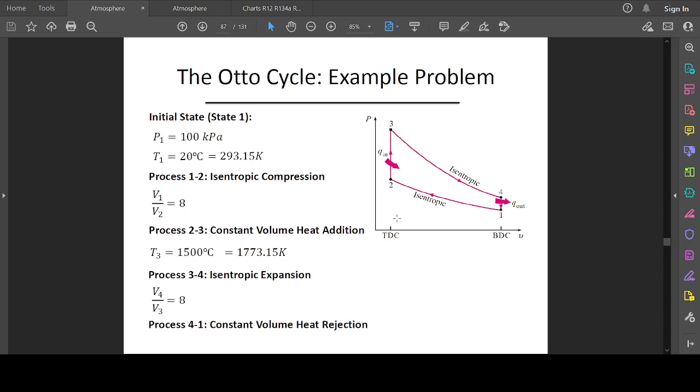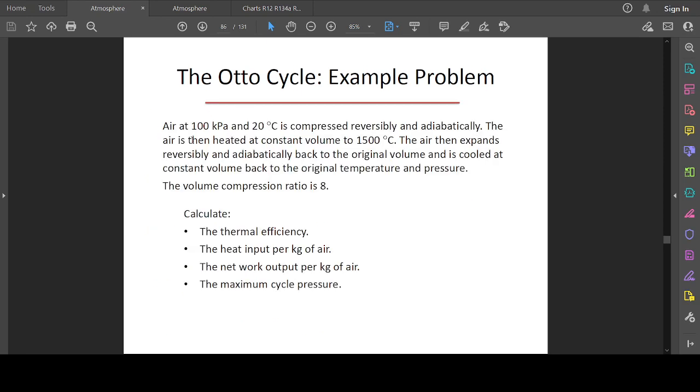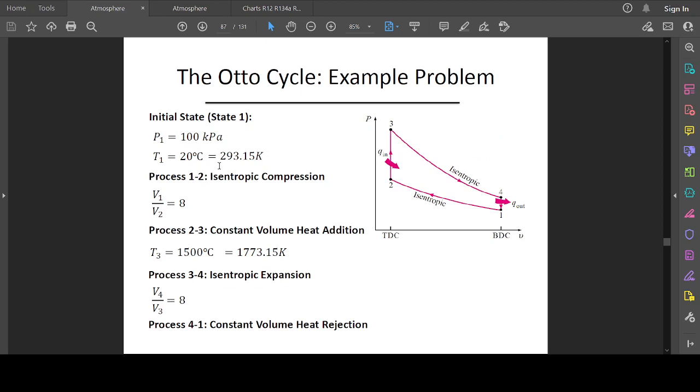Then process 2 to 3 occurred at constant volume. Okay, as we can see, heat is added at constant volume. So at stage 3, we know the temperature: the air is heated at constant volume to this temperature. So the air was heated from 20 degrees Celsius to 1500 degrees Celsius, which is T3, and we can convert that to Kelvin as well.